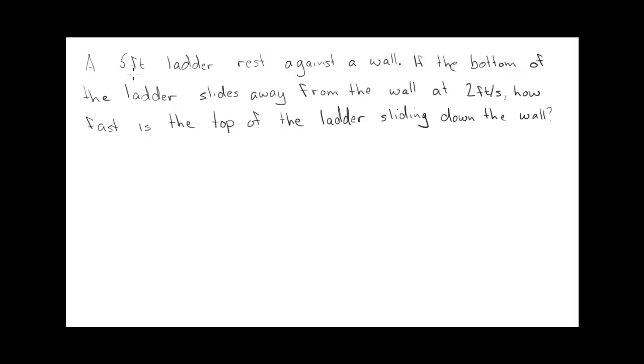So in this example we have a 5-foot ladder resting against a wall. So there's our wall. Assume the wall makes a right angle. So we have a ladder, it's 5 feet, resting against the wall, and then the bottom of the ladder begins to slide away from the wall. So it begins to move in this direction at a rate of 2 feet per second, and then we're asked how fast is the top of the ladder sliding down the wall. So as this moves this way, the top of the ladder, that would make sense, moves down the wall.